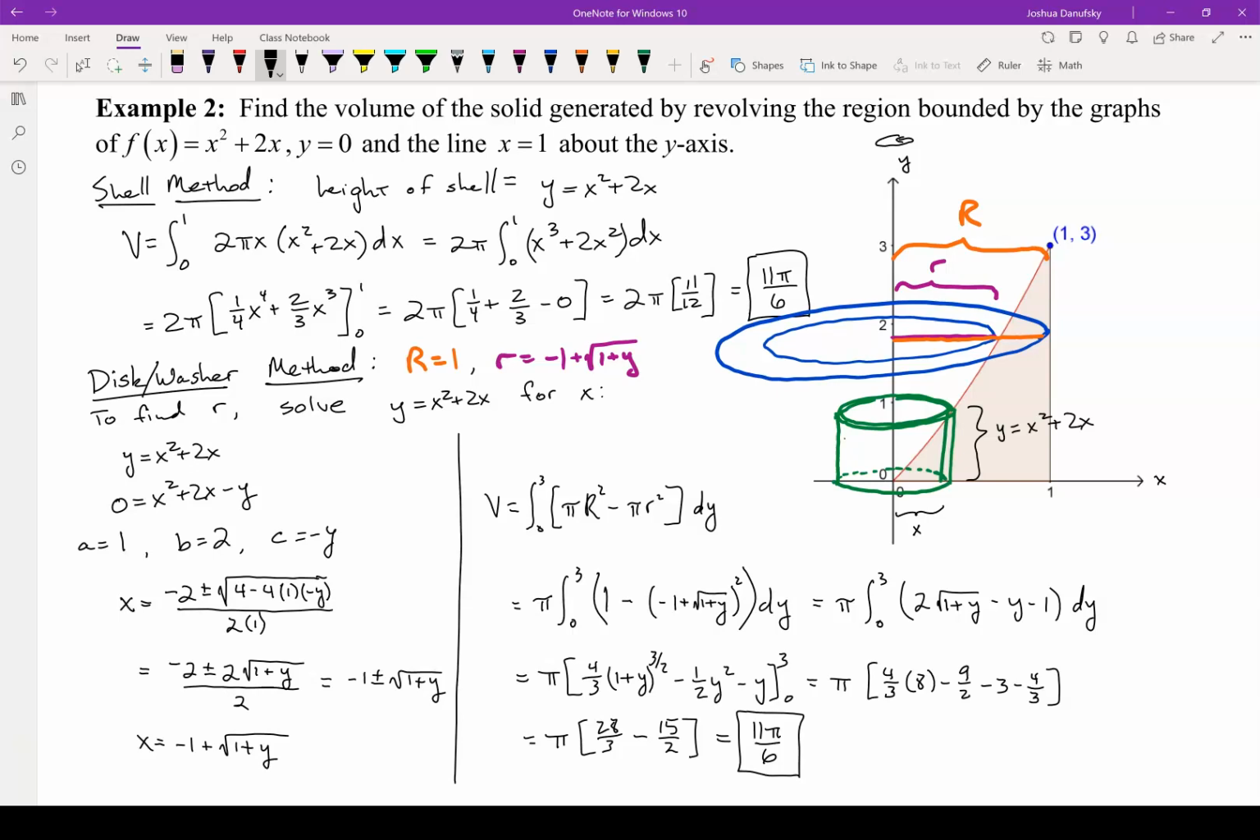So in this case, the shell method was considerably easier. The tricky part was rewriting our function of x as a function of y. Sometimes that step's impossible, and we have no choice, and we'd have to use the other method. Let's look at example 3.